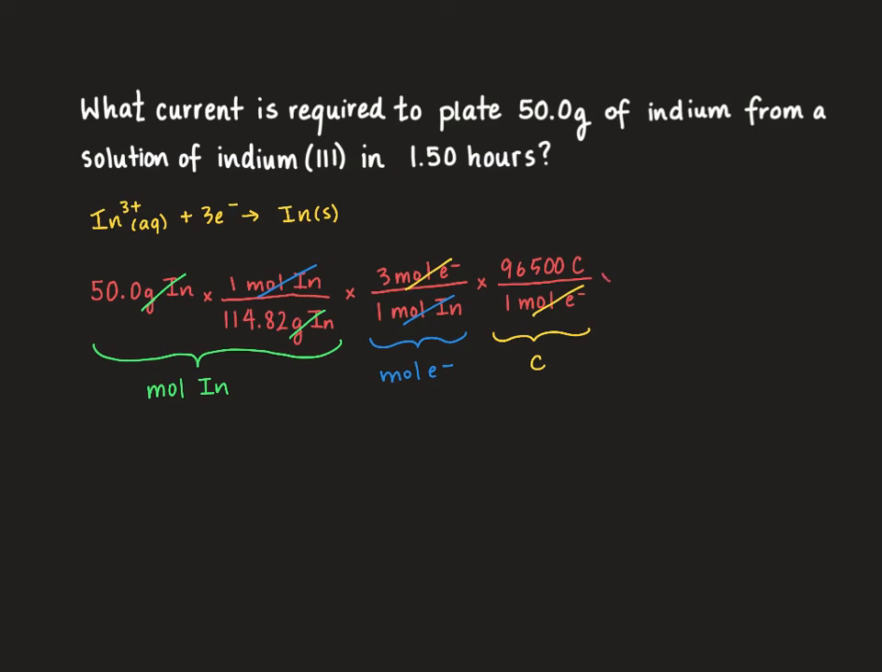And we know that current is coulombs per second. So our last step is to divide by time. 1.5 hours is 5,400 seconds, because 1 hour is 3,600 seconds. So when we do all of this math together, 50 divided by 114.82 times 3 times 96,500 divided by 5,400, we would need to run 23.3 amps for 1.5 hours to plate out 50 grams of indium.